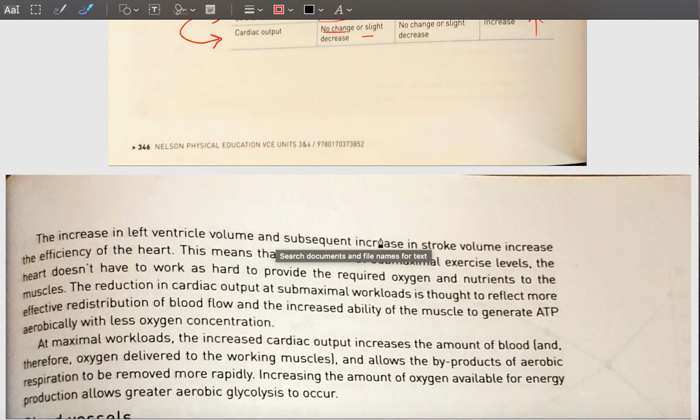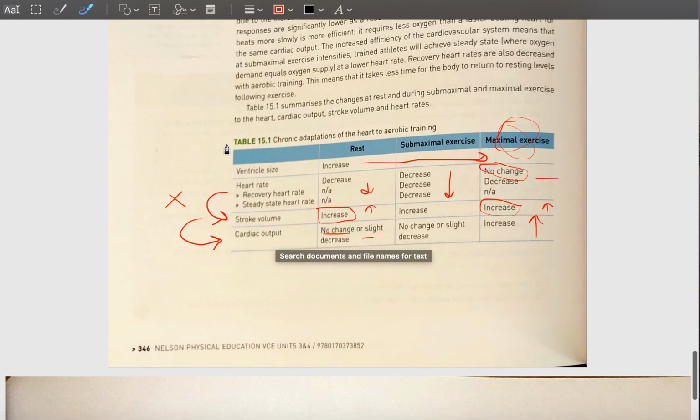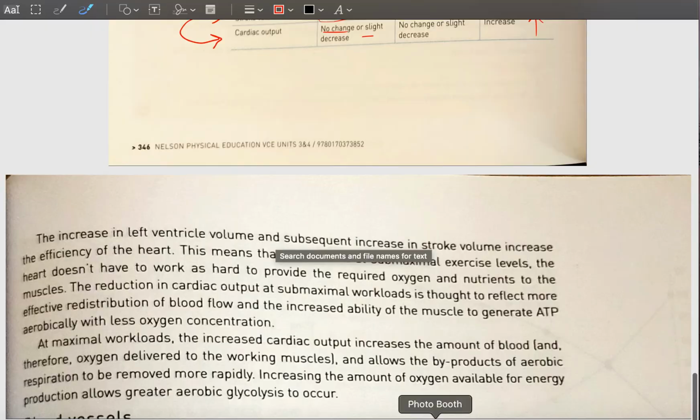So all of this here is referring to exactly what I've explained in that table, and I feel as if that might be where we leave it at today, just looking at aerobic training and the size of the heart and what that means to the equation of cardiac output, stroke volume, and heart rate.